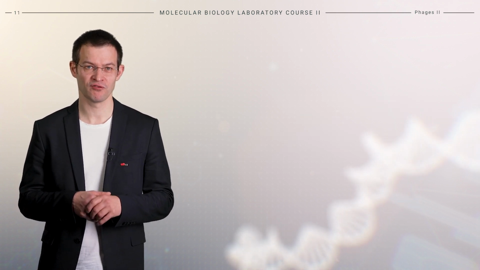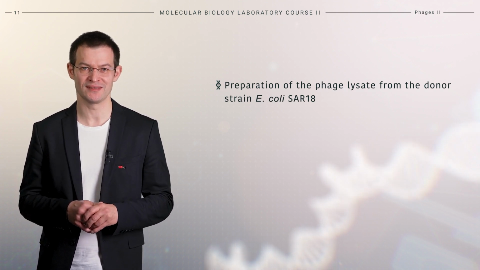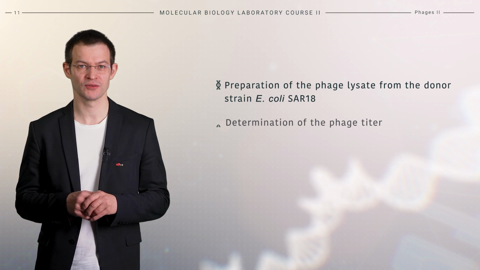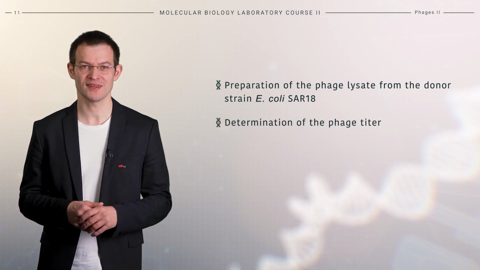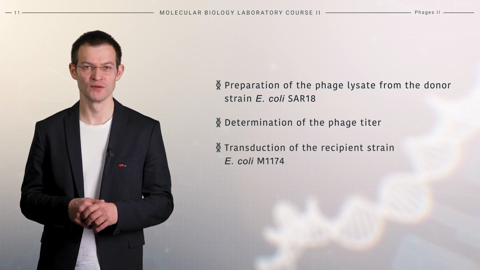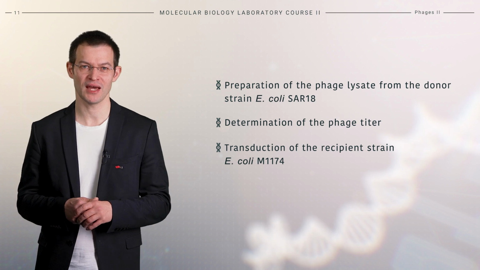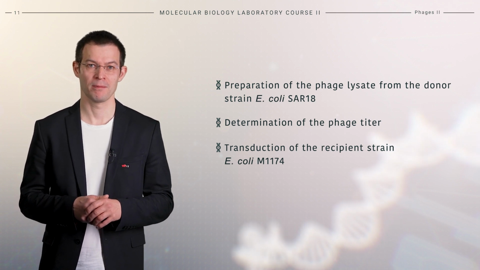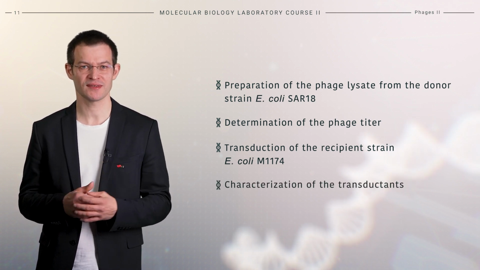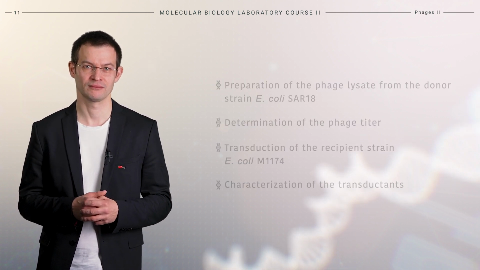In this experiment, we will first prepare the phage lysate from the donor strain E. coli SAR18. Then we will determine the phage titer to assess the concentration of phage particles. Next, we use this lysate to transduce our recipient strain, E. coli M1174. Finally, we will characterize the transductants to confirm successful gene transfer.